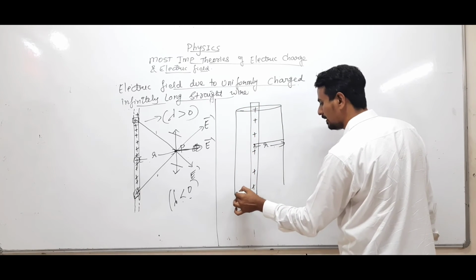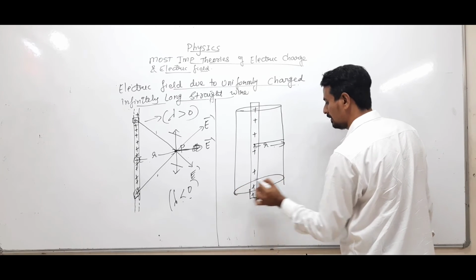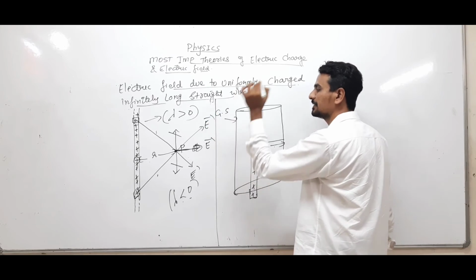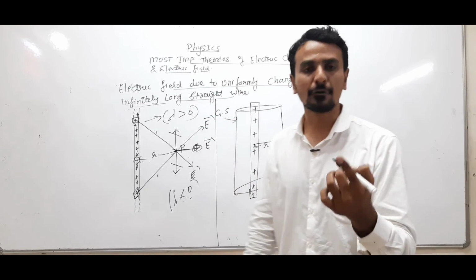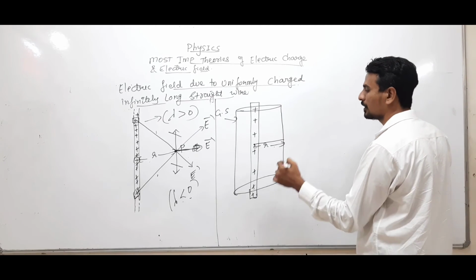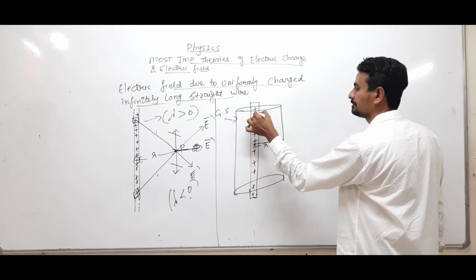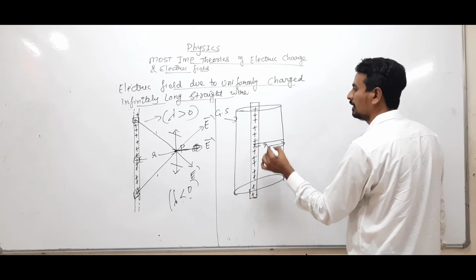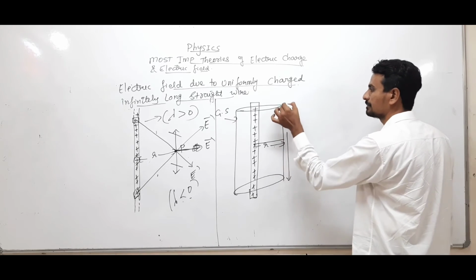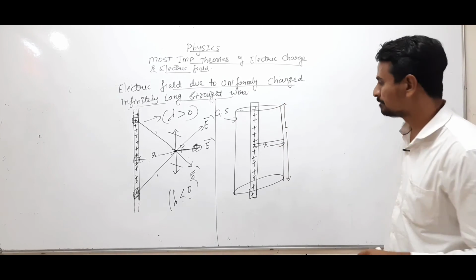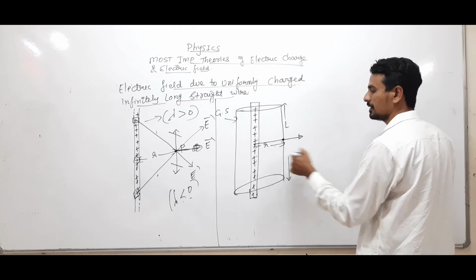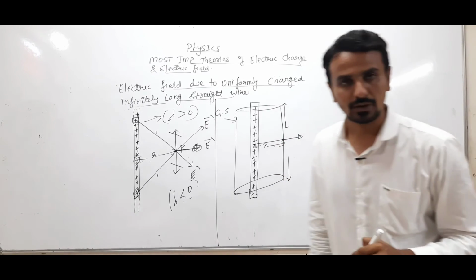Of radius r and length L. This is the Gaussian surface. Gaussian surface means the imaginary surface where the value of the electric field, its magnitude, will remain the same. This is a Gaussian surface of radius r and length L. Clear? The electric field at this point will be radially outward.